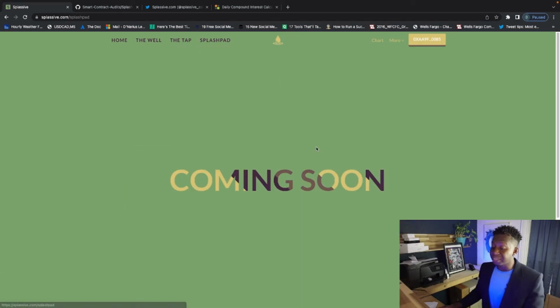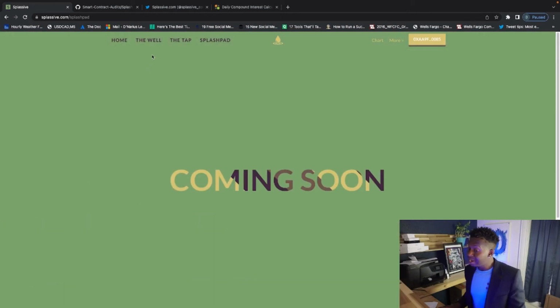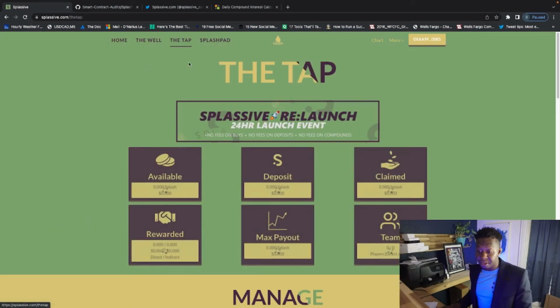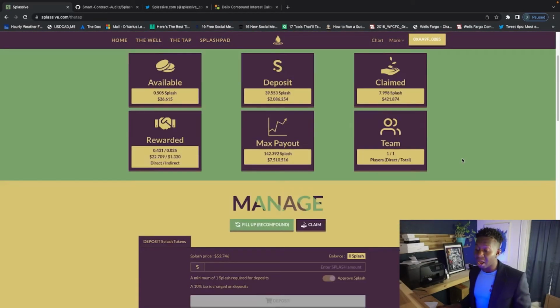They do have the upcoming splash pad, which, hey, they're doing some exciting things. It could be a game pad. It could be a launch pad. It could be a lot. We don't know. But they're dropping a splash pad, which is why I'm very bullish.